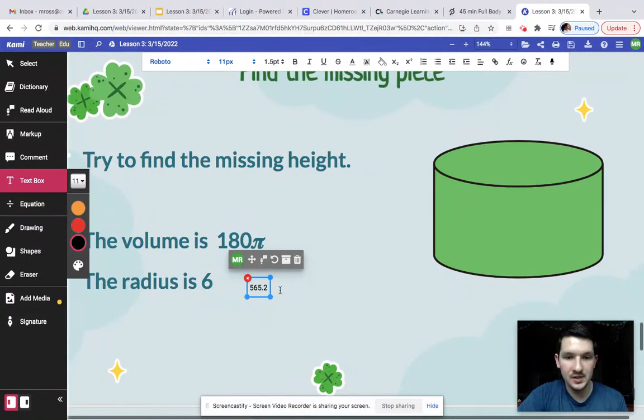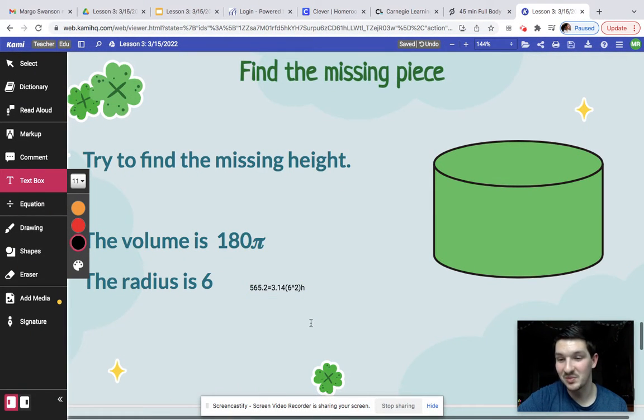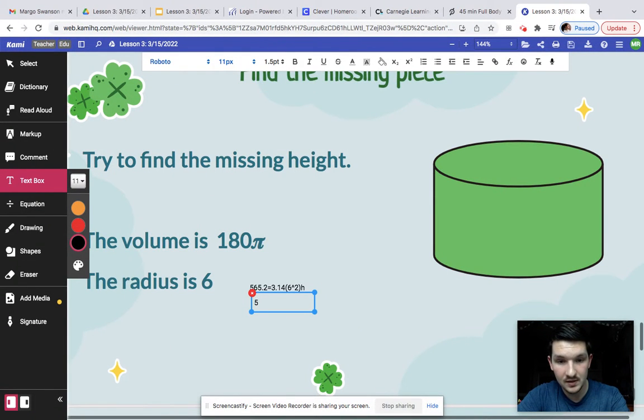So now we're at 565.2, and we know that's going to equal pi r squared, so 3.14 times 6 squared. And what we don't have, y'all, is that height. We don't know our height. I'm hoping you're looking at this and thinking, oh, this is linear equations. What you'll do first, if you're missing the height, is 6 times 6, which is 36. So now you're at 565.2 equals 3.14 times 36, and we still have that h. We don't know what that is.